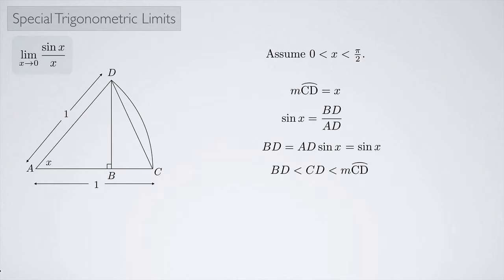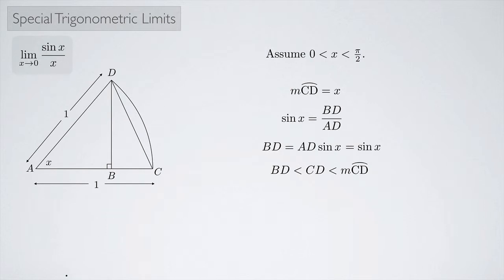Okay, so now note that BD is less than CD, which is less than the measure of that arc CD. So let's think about that. Here is BD, okay, and that's definitely less than CD because this is a right triangle here, and the hypotenuse is always the largest side of a right triangle. And then that's less than the measure of this arc. Well, that makes sense. This arc is definitely larger than this distance CD.